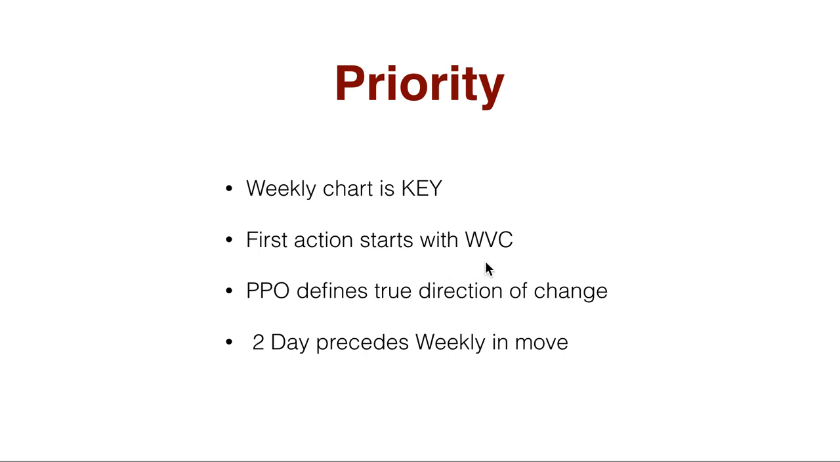That is when the price percent oscillator crosses over the red signal line in one direction or another, signifying a new direction and a change of trend. The price percent oscillator defines the true direction of the change. Like I said just a minute ago, the 2-day chart precedes the weekly in that move.